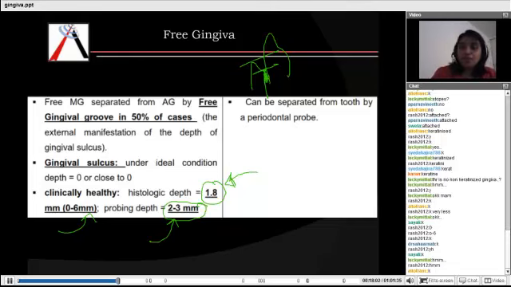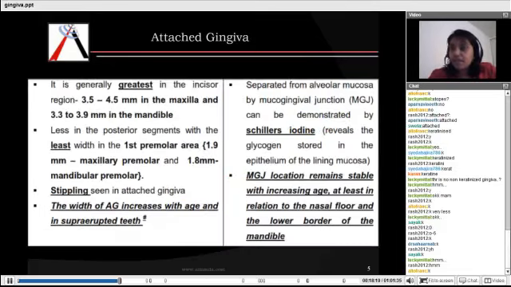Get this point? Now one thing, your marginal gingiva, as we defined it, is the one which has the sulcus. So obviously that is the free gingiva, marginal free gingiva, and it can be separated from the tooth by a periodontal probe. That's an obvious point. Nothing great in that. Clear till now?